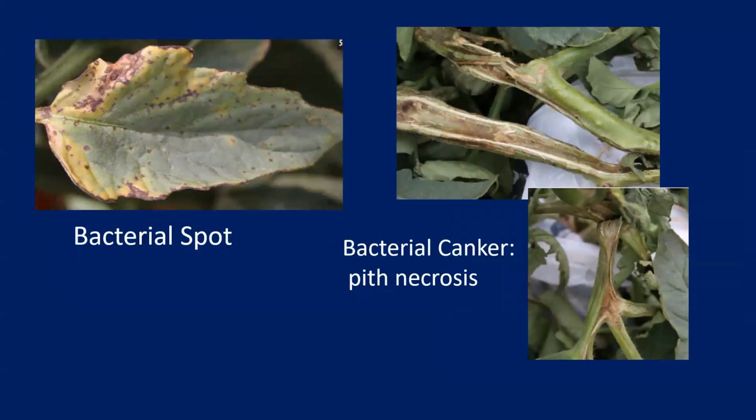So, a few examples of bacterial problems. To the left is a bacterial spot, and at first glance, that looks kind of similar to the septoria that we saw earlier in the fungal pictures. But one difference is that you can see there's a lot of yellowing, especially around the spot, and that's a common symptom when we're talking about bacterial spots. To the right is a bacterial canker, and what we see there is basically a collapse of the stem.